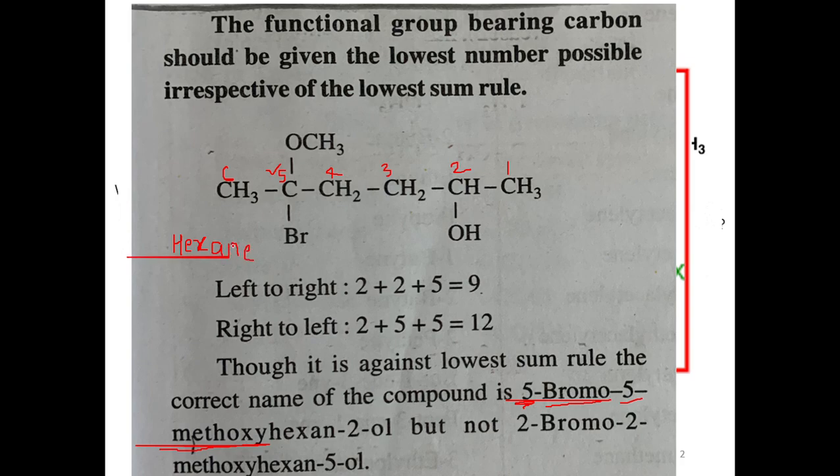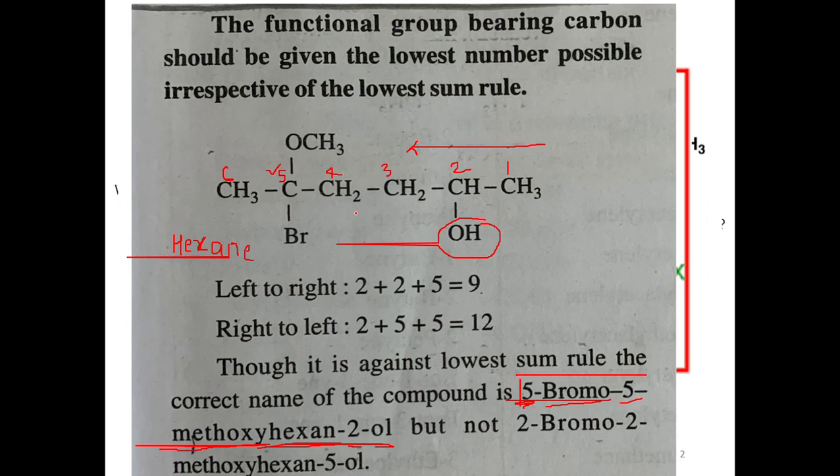This is the hexane. So you can see here the name is 5-bromo, 5-methoxy, hexane, and the last suffix will come here. So this is at carbon number 2. That's why we are writing here 2-ol. So the correct IUPAC name is 5-bromo, 5-methoxy, hexane, 2-ol. Not 2-bromo, 2-methoxy, hexane, 5-ol. We have to always give numbering from the highest priority functional group. Right? Okay.